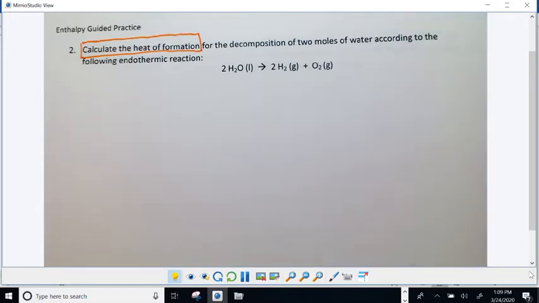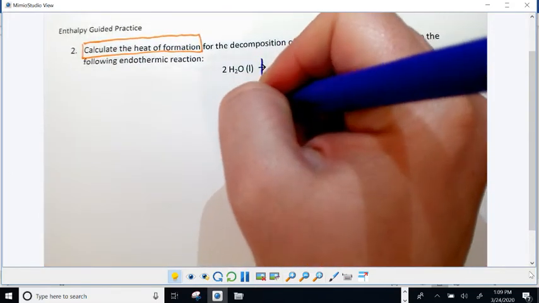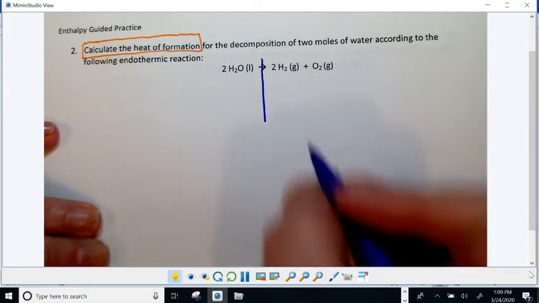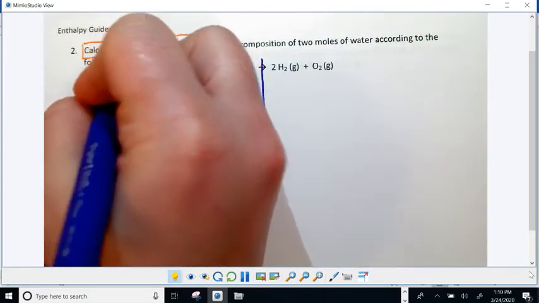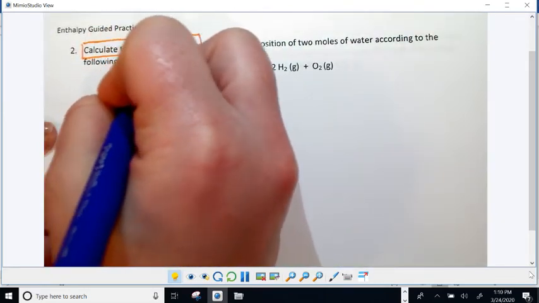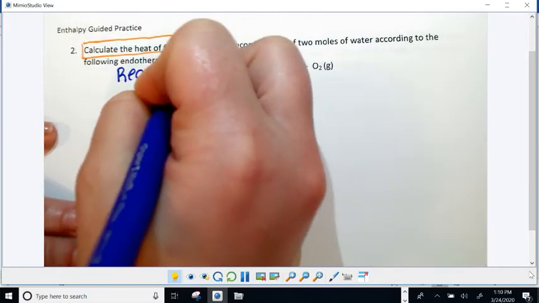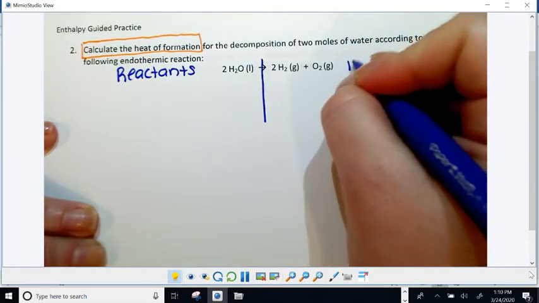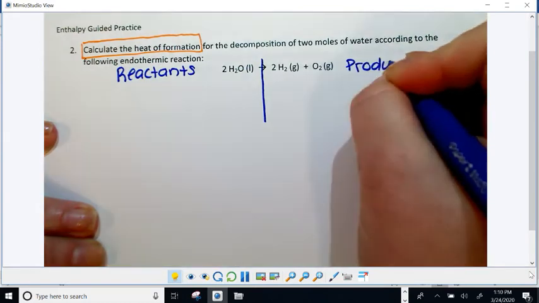We're going to separate the reactants and the products. Left-hand side is my reactants, what I start with. Right-hand side is my products.